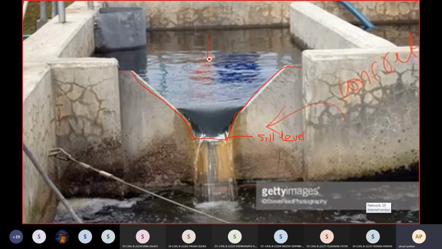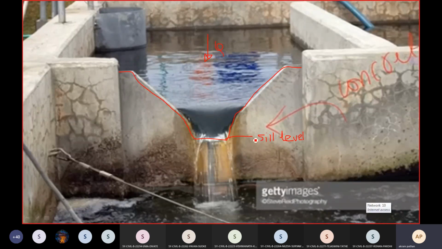Now this is the flow. This is the discharge coming from the dam, and if you want to measure how much discharge is coming from the dam, then we have to construct such a structure across the flow. This is made of concrete. So this is a concrete weir we have constructed across the flow for measuring the discharge.